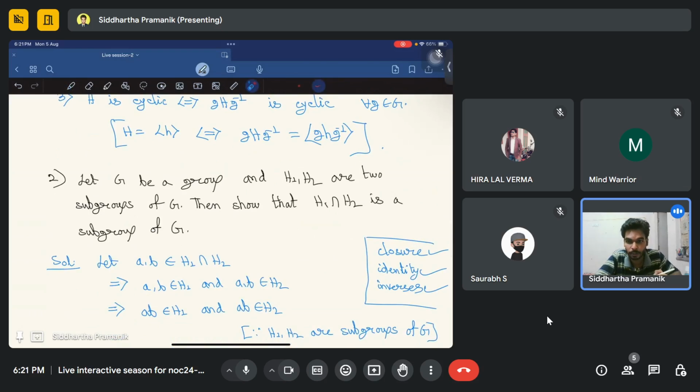So now a natural question is, instead of two subgroups, what will happen if we take finitely many subgroups? So do you have any answer? Is the intersection of finitely many subgroups again a subgroup or not?